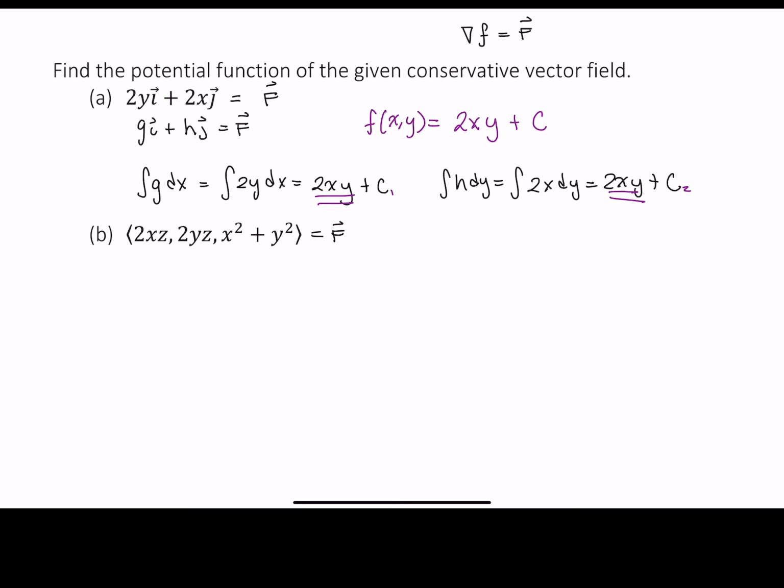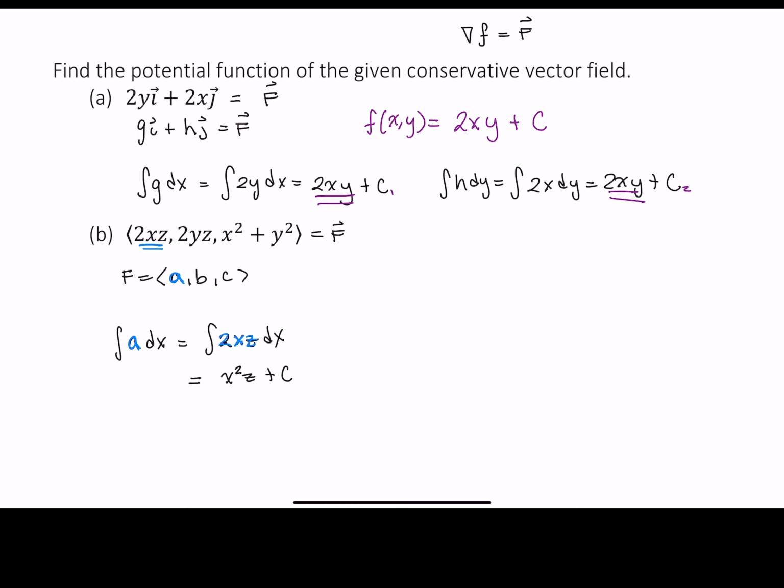All right, let's do the same thing for part B. Now for part B, we have three functions. So I have F is equal to a, comma, b, comma, c. So I'm going to first integrate a with respect to x. So a in this case is 2xz. And if it helps, I'll color code this. So this is dx. And this becomes x squared z plus a constant.